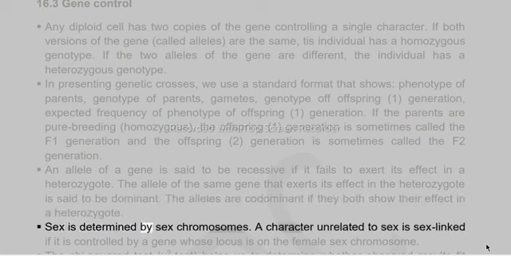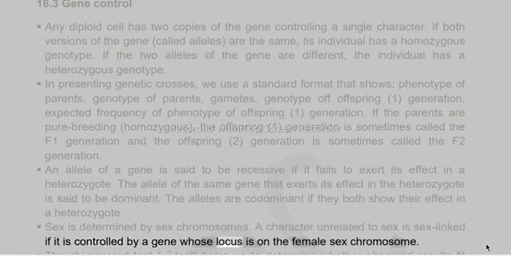Sex is determined by sex chromosomes. A character unrelated to sex is sex-linked if it is controlled by a gene whose locus is on the female sex chromosome.